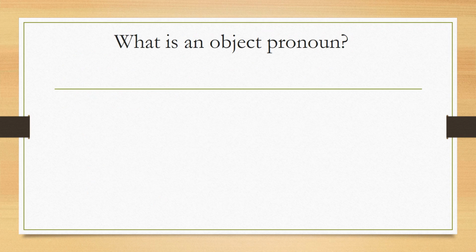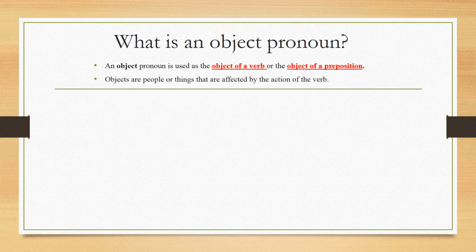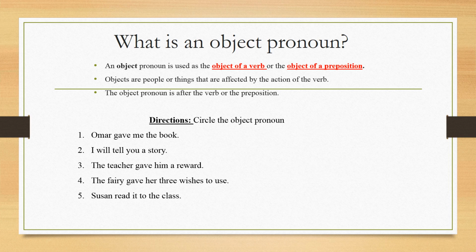What is an object pronoun? An object pronoun is used as the object of a verb or the object of a preposition. Objects are people or things that are affected by the action of the verb. The object pronoun is after the verb or preposition. Directions: circle the object pronoun.